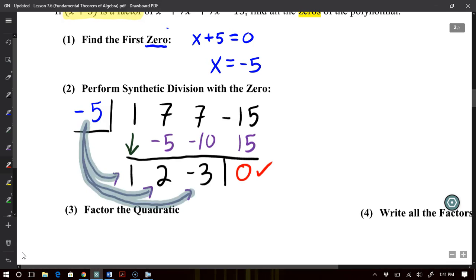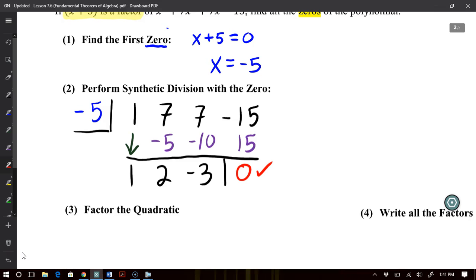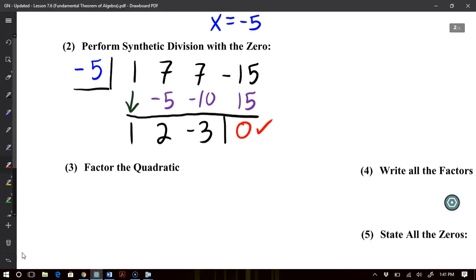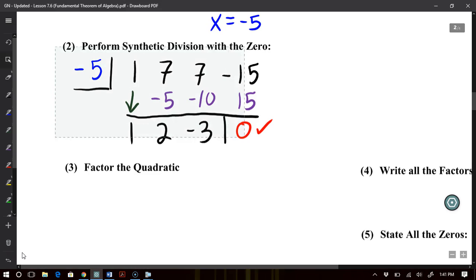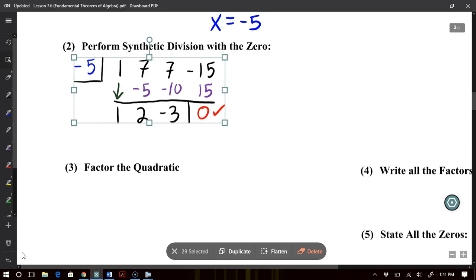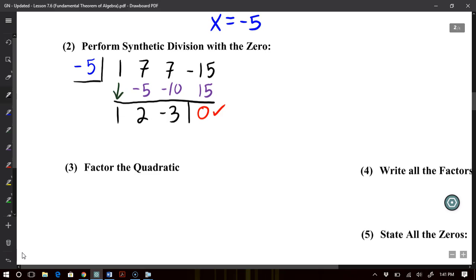I am for sure going to get 40% of the points, which could be passing. And you're good. We now have a quadratic. After I do synthetic division with the x cubed, the original polynomial, and I take out my factor, remember these numbers, 1, 2, negative 3, represent 1x squared plus 2x minus 3 equals 0. That is what we're dealing with now.